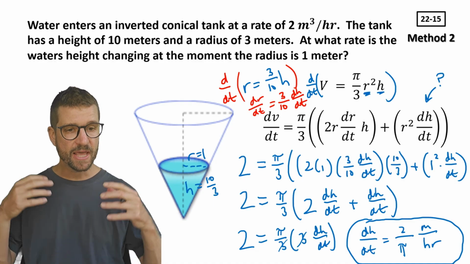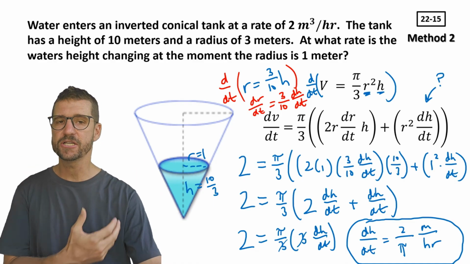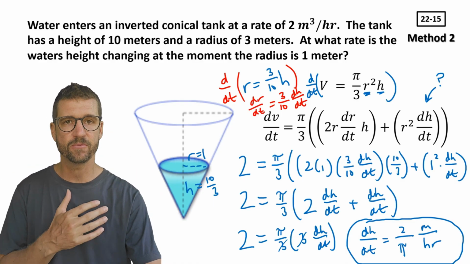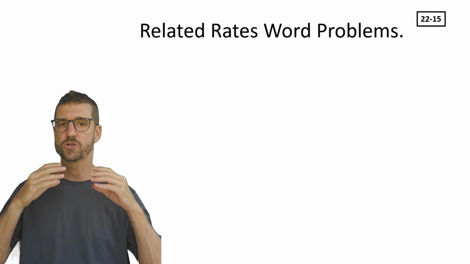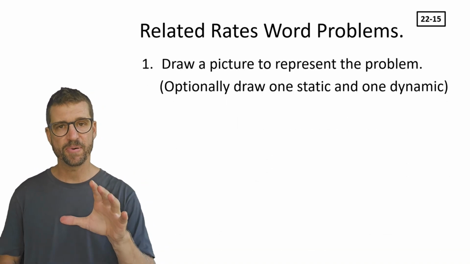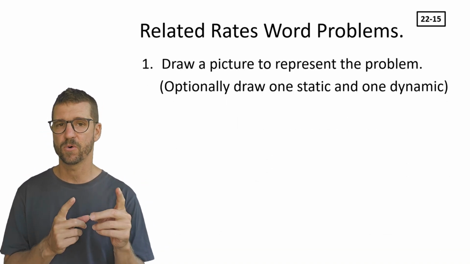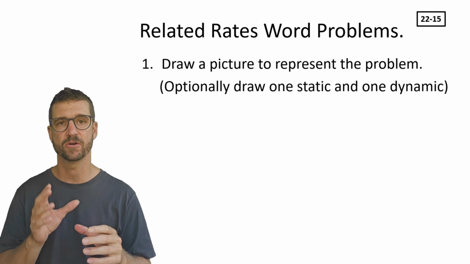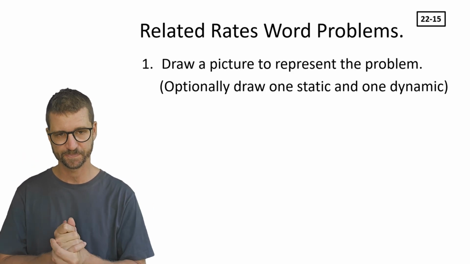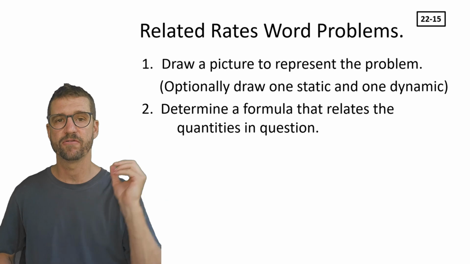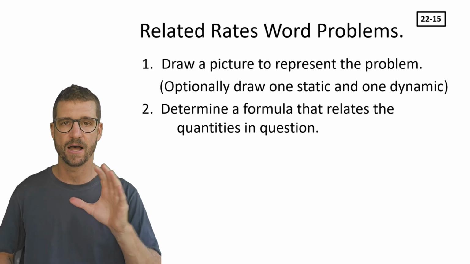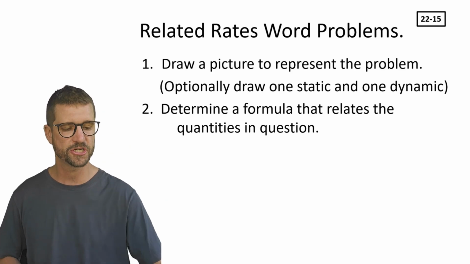Okay? So yeah, so now if you understand known relations, you should understand how to do any related rates problem. So let's go over all the steps. All right, what's the first thing we do? We draw the picture, okay? Draw the picture. Sometimes we draw one static and one dynamic, especially when we're dealing with 2 triangles, right?